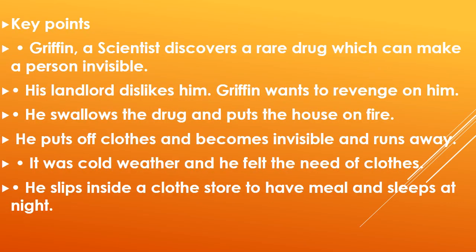Now, let us discuss key points of this chapter. Griffin, a scientist, discovers a rare drug which can make a person invisible. His landlord dislikes him. Griffin wants revenge on him. He swallows the drug and puts the house on fire. He takes off his clothes and becomes invisible and runs away.